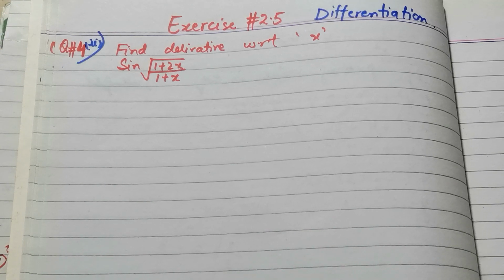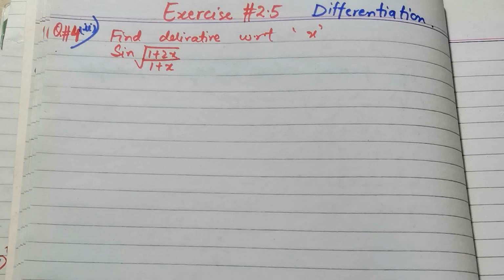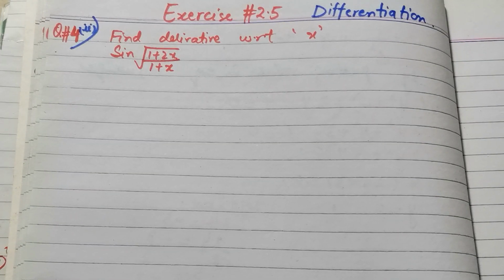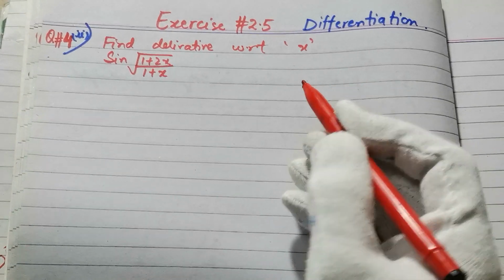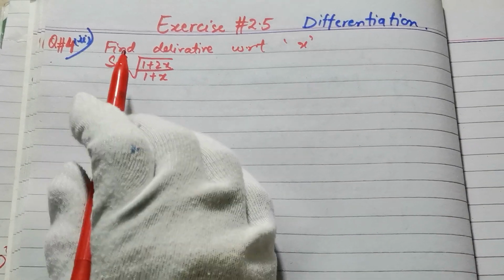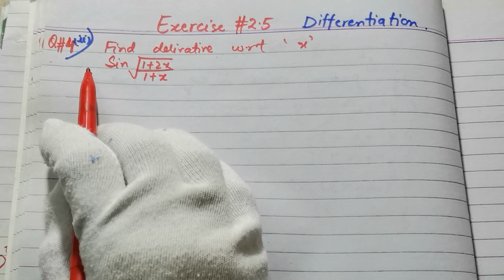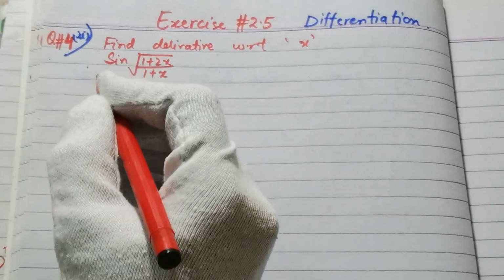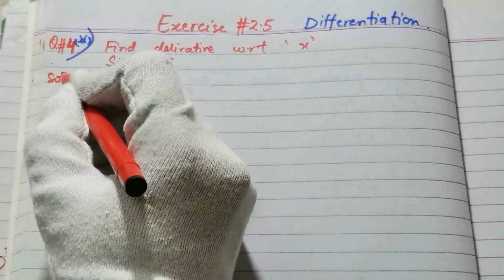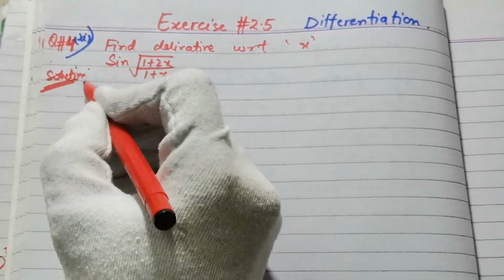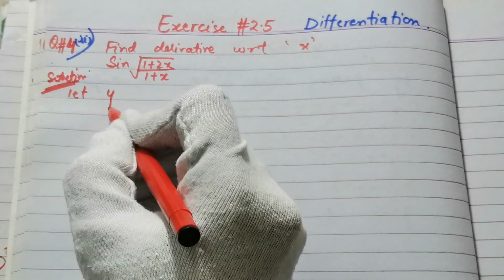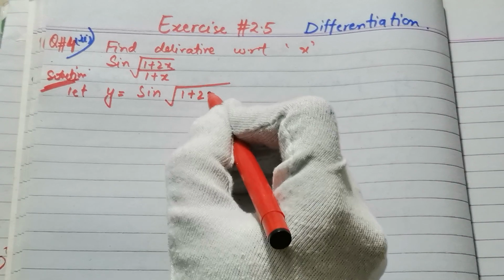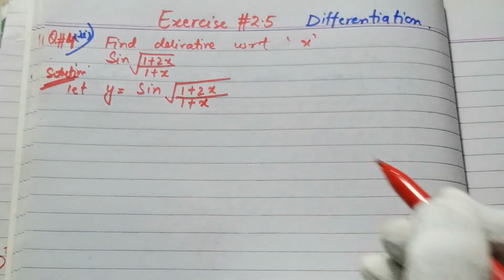Today I'm going to teach exercise number 2.5, question number 4. Find the derivative with respect to x. So the first step is always supposition. This question is not in the form of y is equal to or x is equal to or t is equal to. So the first step is supposition. Suppose y is equal to sine of the square root of (1 plus 2x) divided by (1 plus x).